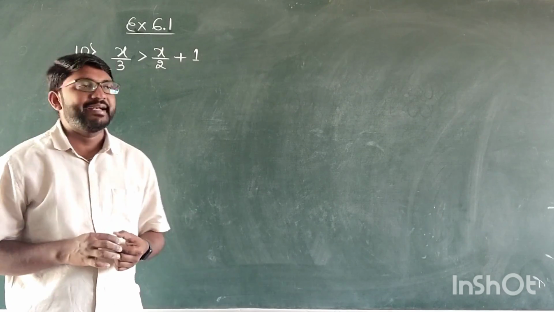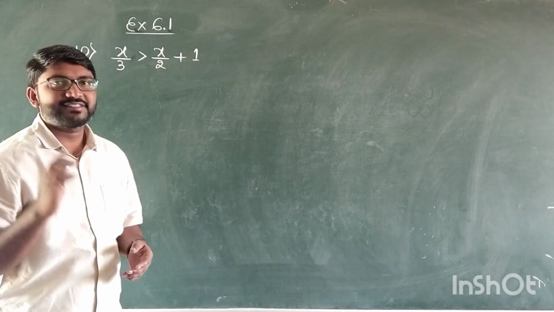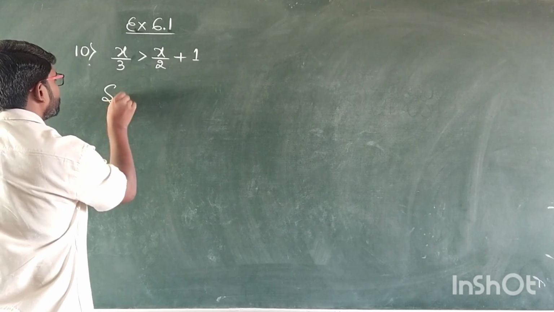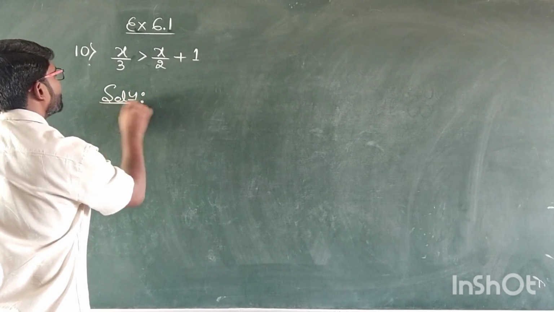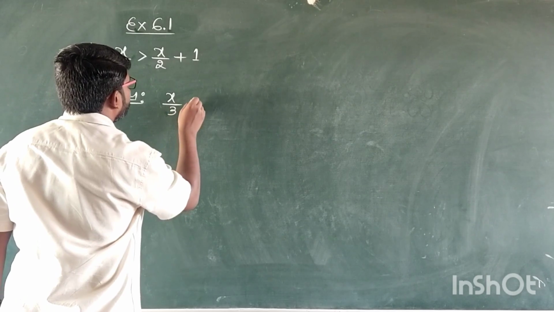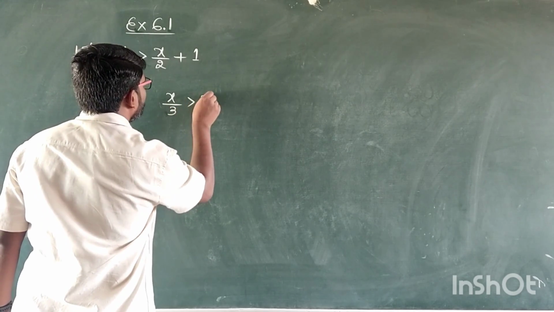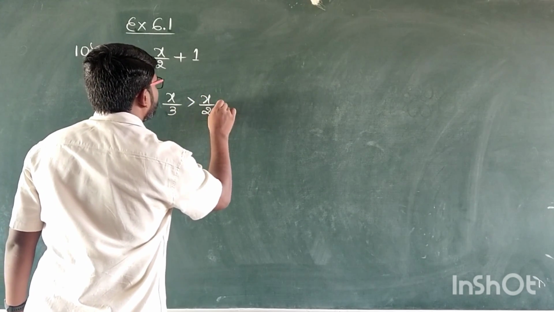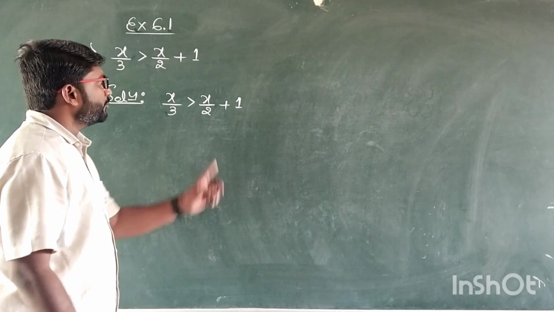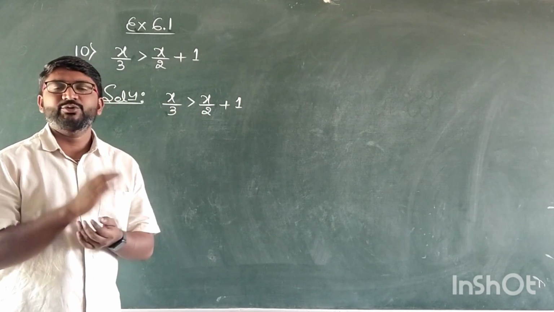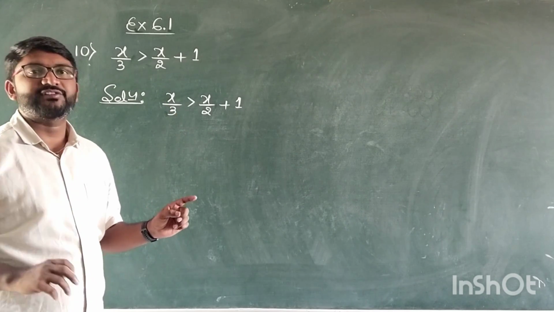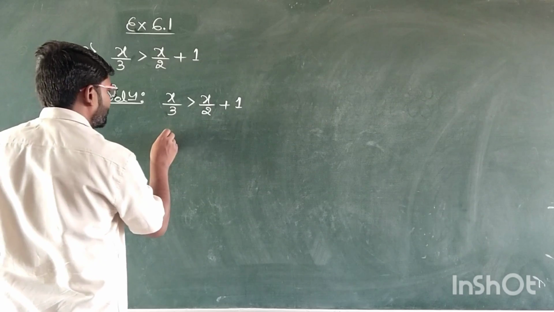Well, the question number 10, it is x by 3 greater than x by 2 plus 1. So I'll write the given inequality. x by 3 greater than x by 2 plus 1. So now x by 2 is an extra term in the right hand side. So in order to eliminate that, let us subtract x by 2 both the sides.